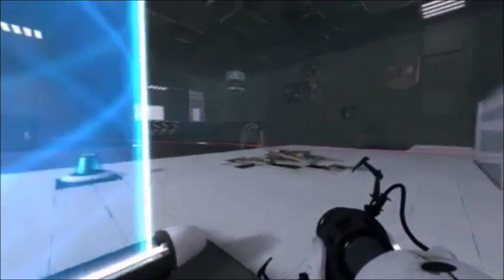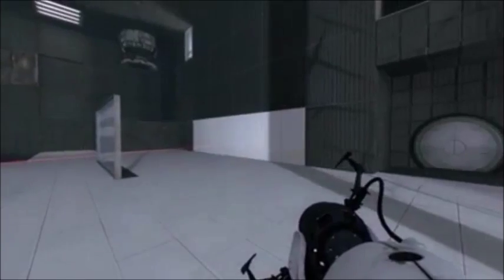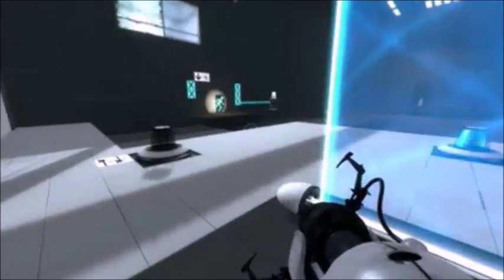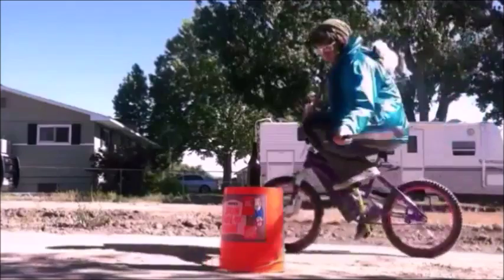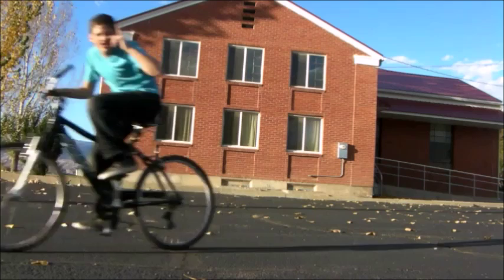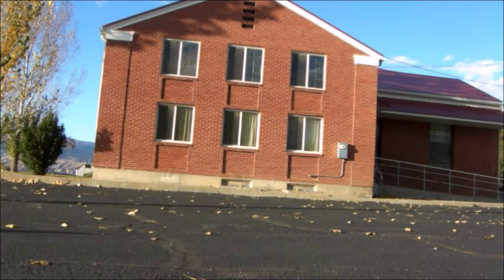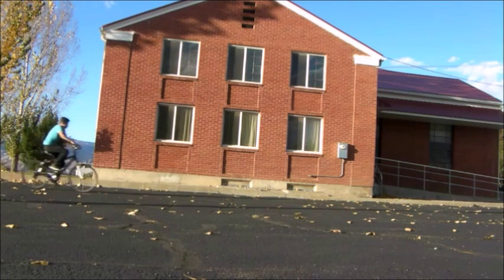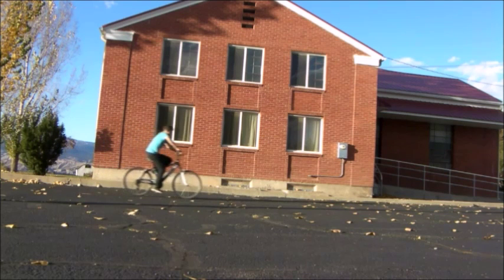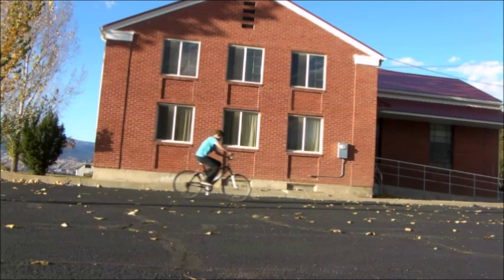Now, this one's always kind of hard for me to understand, but my example is here's me riding my bike. Here I am riding my bike, and I'm getting a certain amount of speed. And then all of a sudden, I hit the brakes.